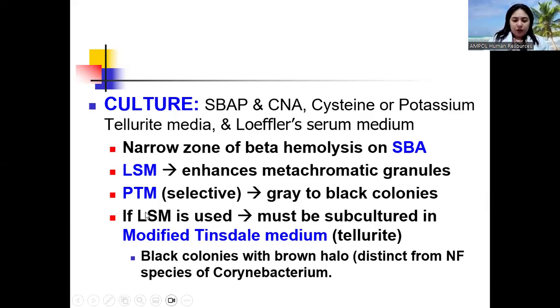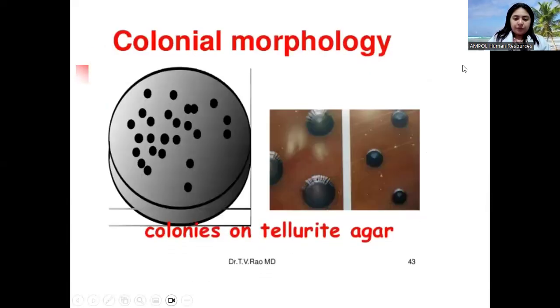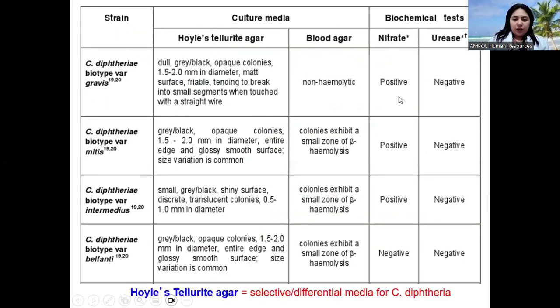So if the Loeffler's serum media is used, it must be subcultured in the modified Tinsdale medium. So black colonies with brown halo will be the identification of the species of your Corynebacterium. Yan. So sa tellurite agar, it produces black colonies. May black colonies siya sa tellurite agar.